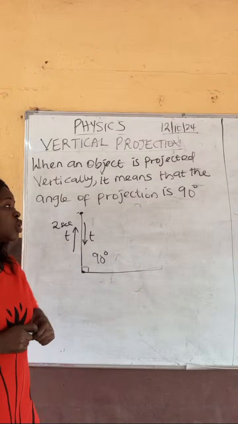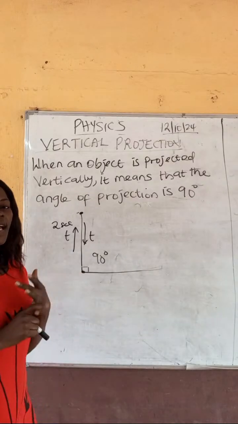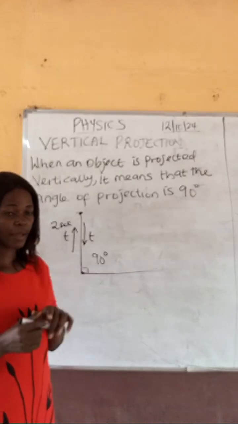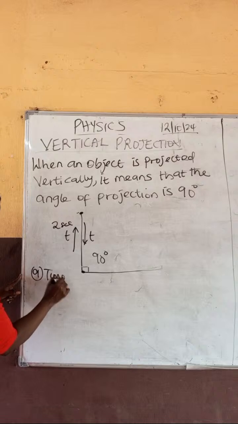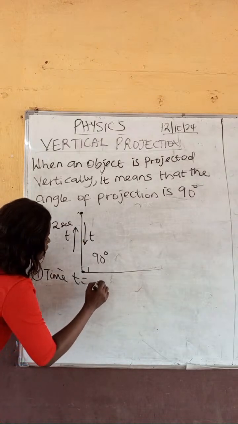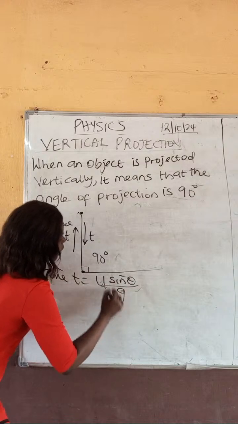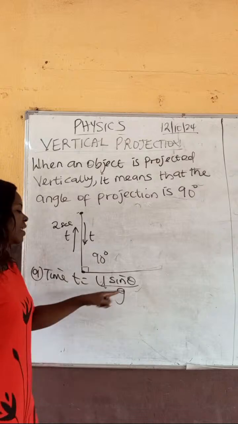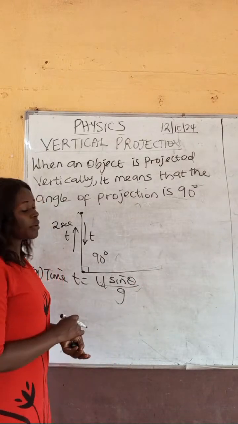What is the first thing we are going to consider? We are going to consider the time to reach the maximum height, which is time. Okay? So the first thing we are going to consider is time. That is t. And I told you that the formula is what? U sine theta over what? G. But here that our angle is now equal to 90, what are we going to say?